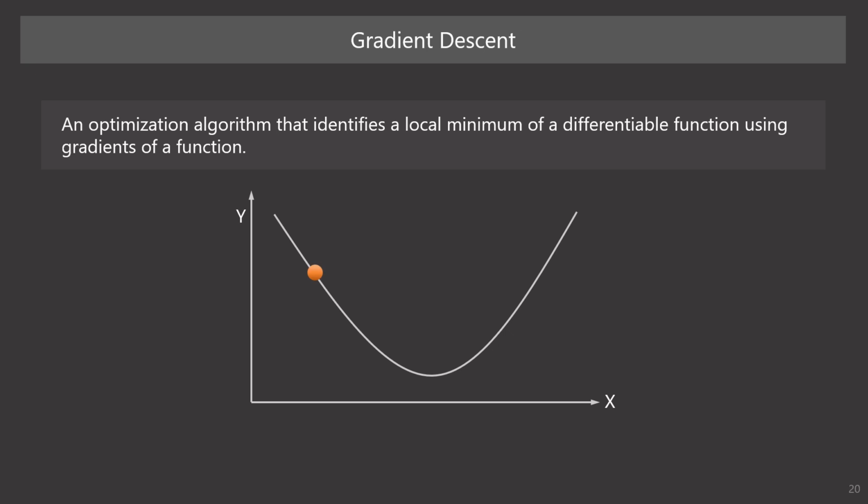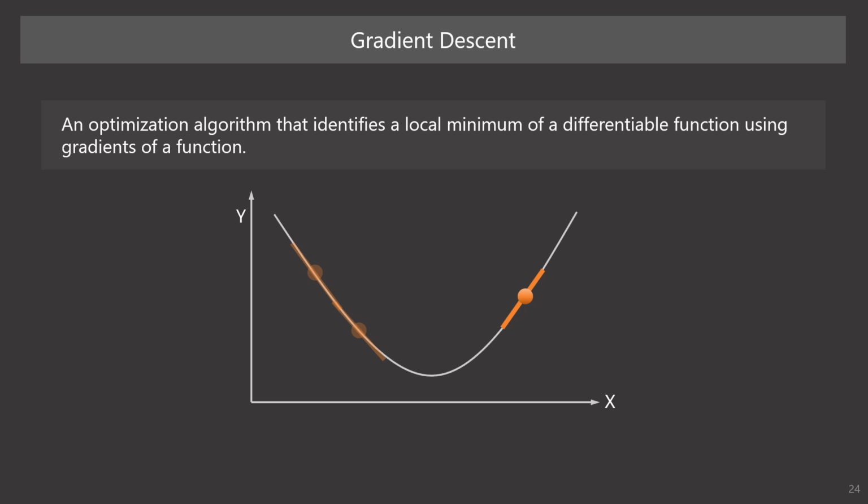Suppose we are here. At this point, the graph is downward to the right. It means that y will be smaller if we go to the right. So, let's go down to the right along the line of the graph. The y value got smaller, but the graph is still downward to the right. Let's go to the right.